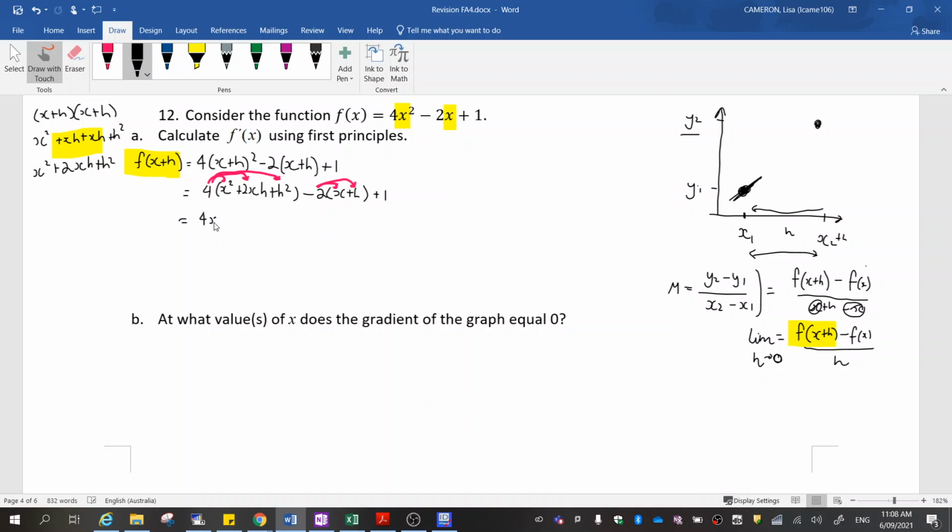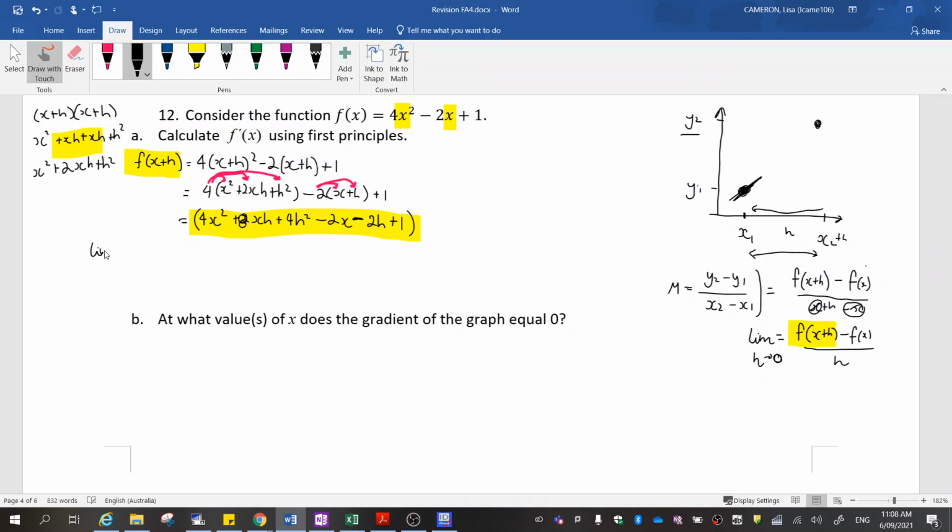So now I'm left with 4x squared plus 8xh plus 4h squared minus 2x minus 2h plus 1. Okay, so this whole part here is this yellow part over here. Now I've got that part, I can substitute it in over here, because the next thing I'm going to do is subtract that whole function that I started with originally. So now I can write it out like I do for my first principles.